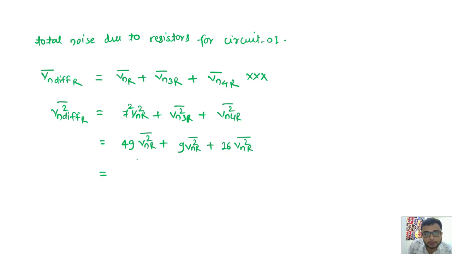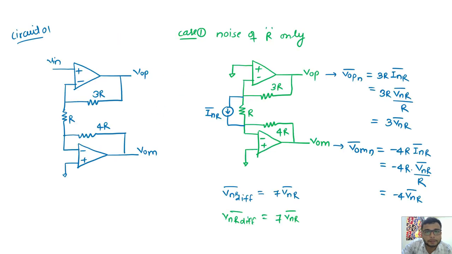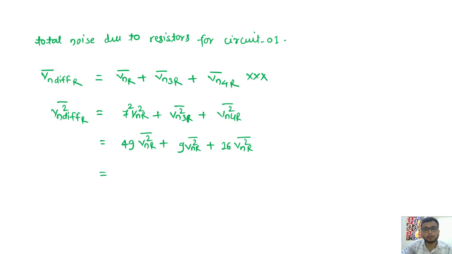16 and 15 and it is like 7. Okay, so is it 7 correctly? One thing I should see here. Due to this resistor only it is 3R. So it is 15 and 49, so 64. Okay, so the total noise is 64 V_nR square.